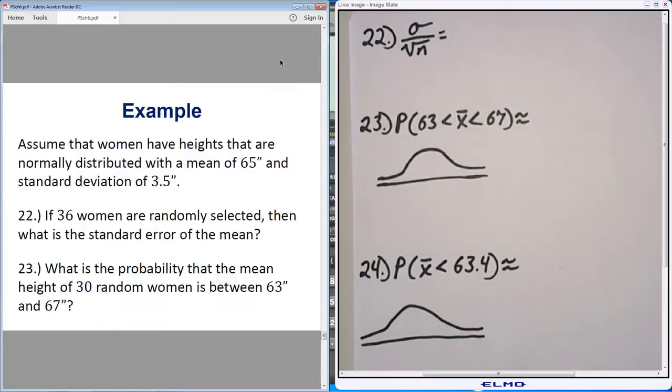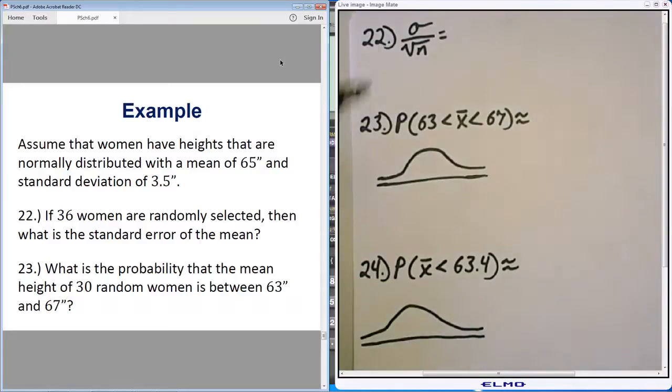Let's do some examples. Assume that women have heights that are normally distributed with a mean of 65 inches and a standard deviation of 3.5 inches. 22 asks, if 36 women are randomly selected, then what's the standard error of the mean?